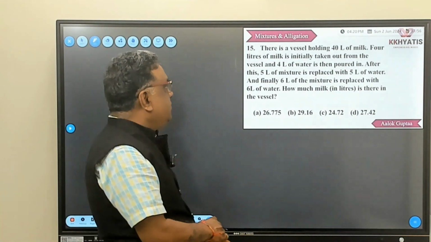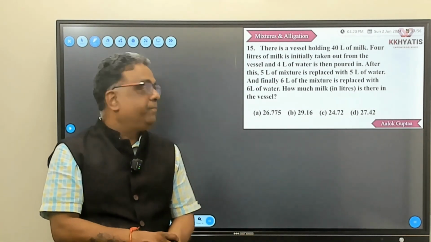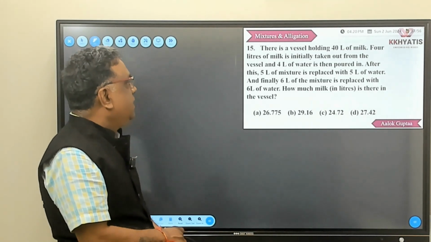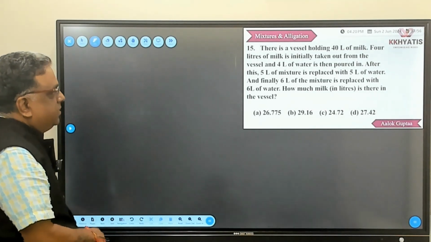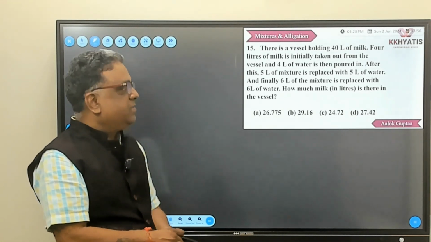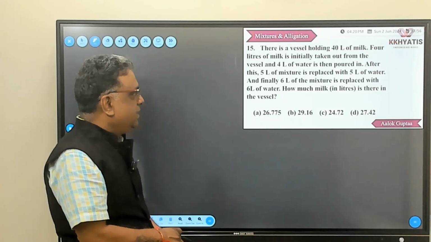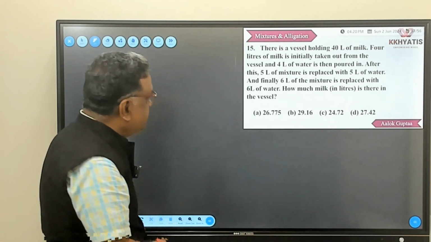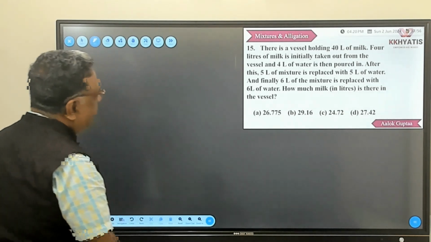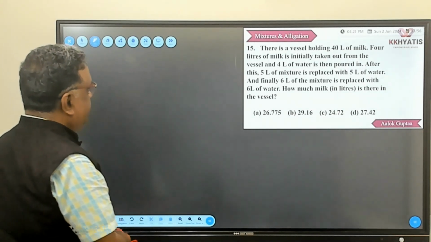There is a vessel which is holding 40 liters of milk. 4 liters of milk is initially taken out from the vessel and 4 liters of water is poured in it. After this, 5 liters of mixture is replaced with 5 liters of water. And finally, 6 liters of mixture is replaced with 6 liters of water. How much milk in liters is there in the vessel?